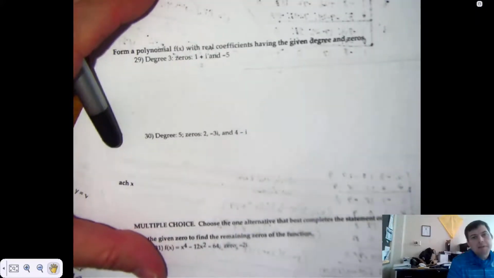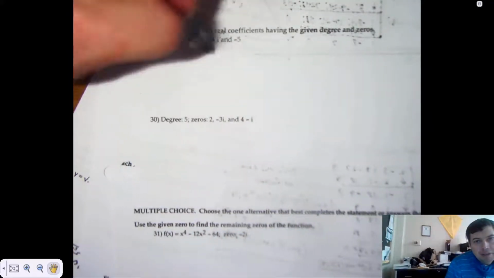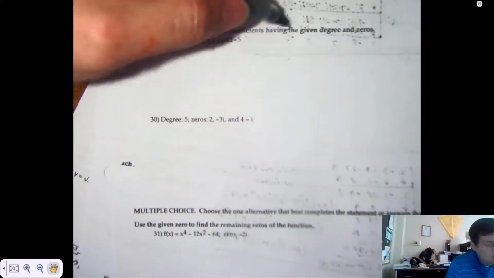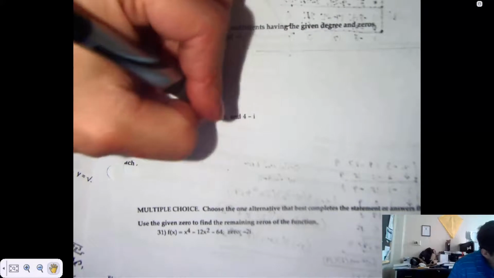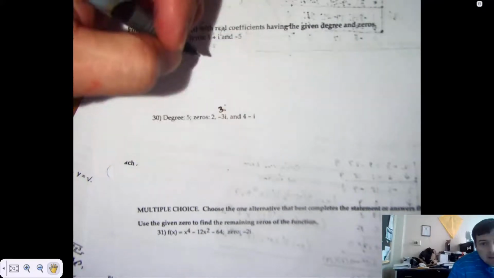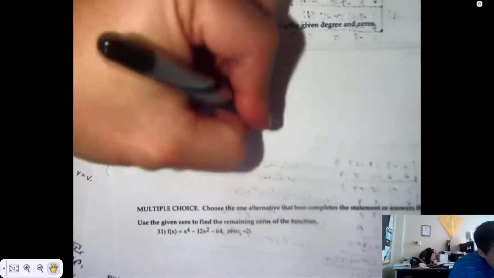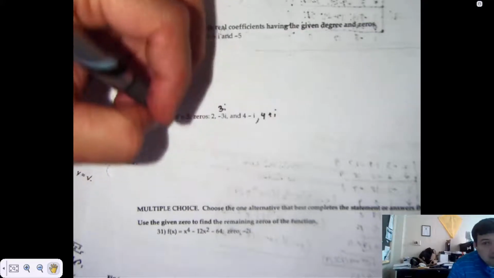And I'm going to jump up to 30. It says form a polynomial. I'll leave 29 for y'all, but 30 says form a polynomial. All right, so the degree is 5. We have a 0 at 2. We have a 0 at negative 3i, which means there's a 0 at 3i. We have a 0 at 4 minus i, which means we have a 0 at 4 plus i. These are the ones that are a pain in the butt.